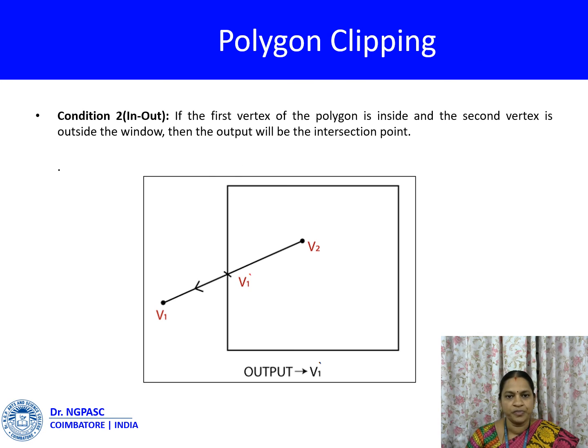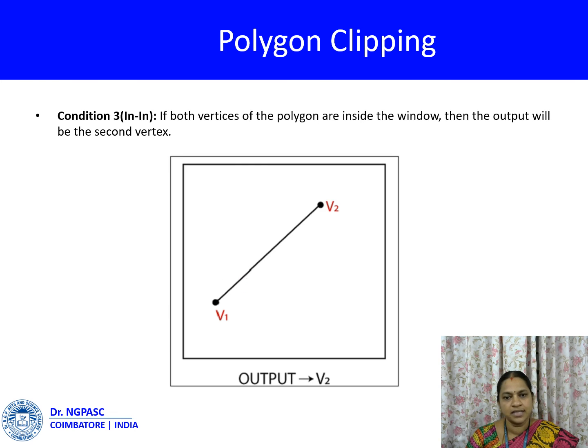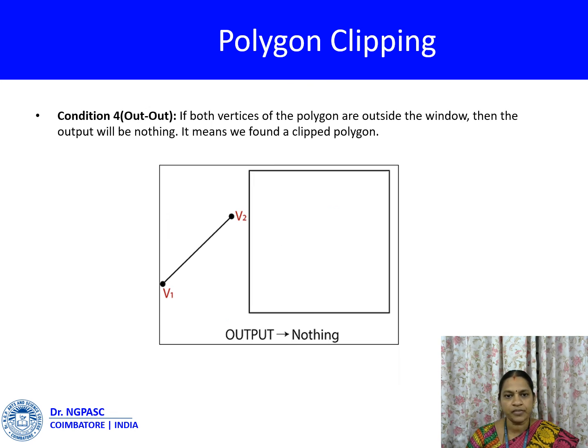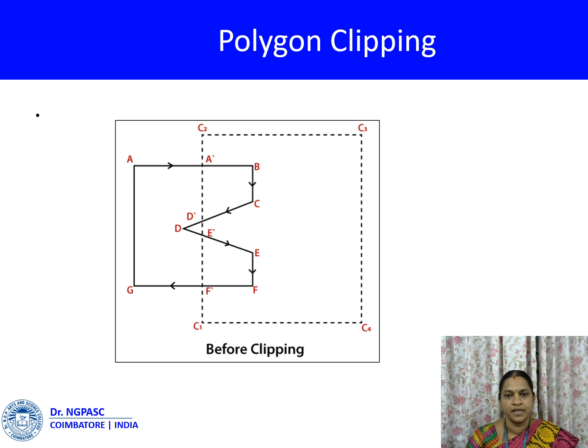And condition 2, in to out. That means the first vertex is inside the window and the second vertex is outside the window. In this case, only the inside vertex which is stored will be added to the output list. And the third case, in to in. If both the vertices of the polygon are inside the window, then the output will be the second vertex. The second vertex will be added to the output list. And condition 4 is out to out. If both the vertices of the polygon are outside the window, then the output will be nothing. It means we found a clipped polygon. So these are all the 4 cases we face while clipping the polygon.